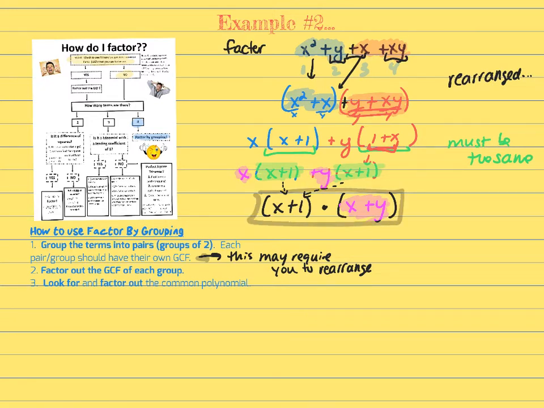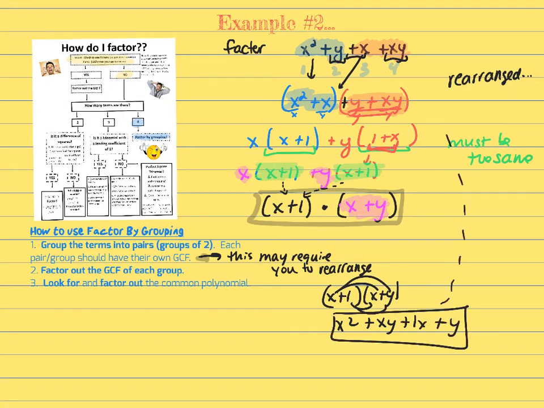And of course, we can always check that. The way we have to check is using the distributive property. And we know how to use the distributive property. So go ahead and take a moment to check that. So we get x squared plus x times y plus 1x plus y. And that is all the original terms from our original equation.